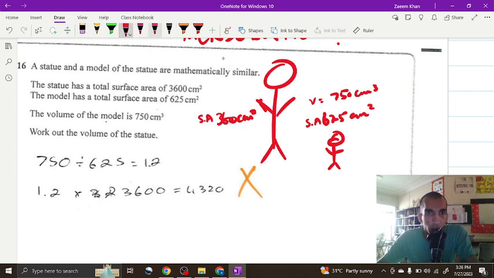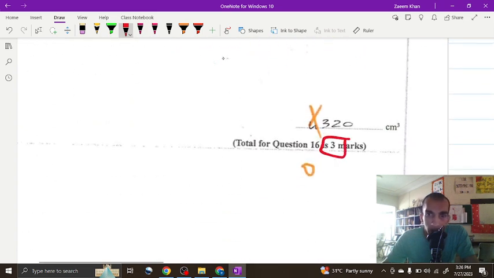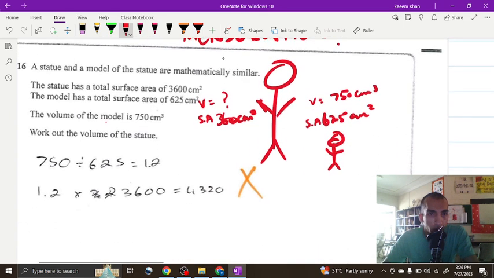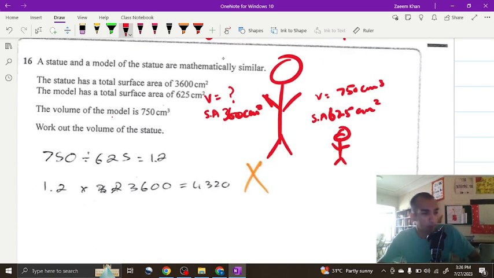And we're supposed to find the volume of the statue, the volume of the big one. Work out the volume. How are these two values related? How do we solve them? It's a 3-mark question, so it might involve some cross-linking. How can we cross-link it then? How can you link surface area to volume?